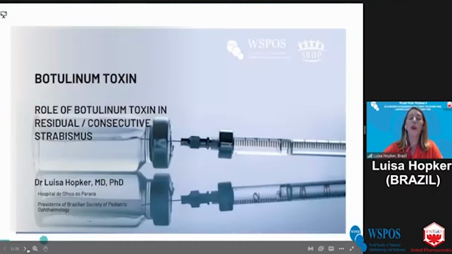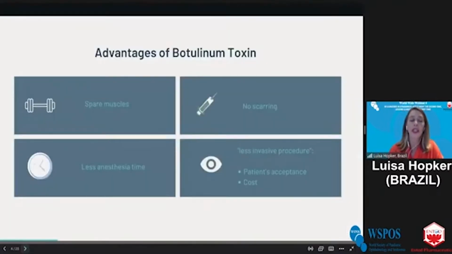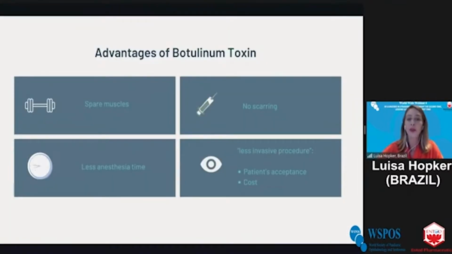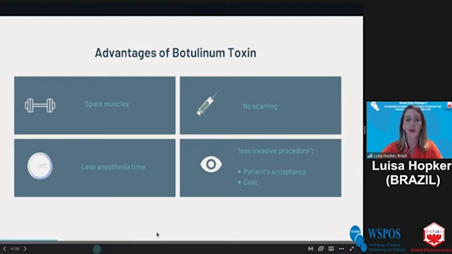So what are the advantages of botulinum toxin? It is permanent, so it produces no scarring. It takes less anesthesia time, and in adults, you can inject in the office. And it is a less invasive procedure, so sometimes it's easier for the patients to accept that as a second procedure. And depending on your healthcare system, it can be lower cost both for the patient and for the healthcare system.